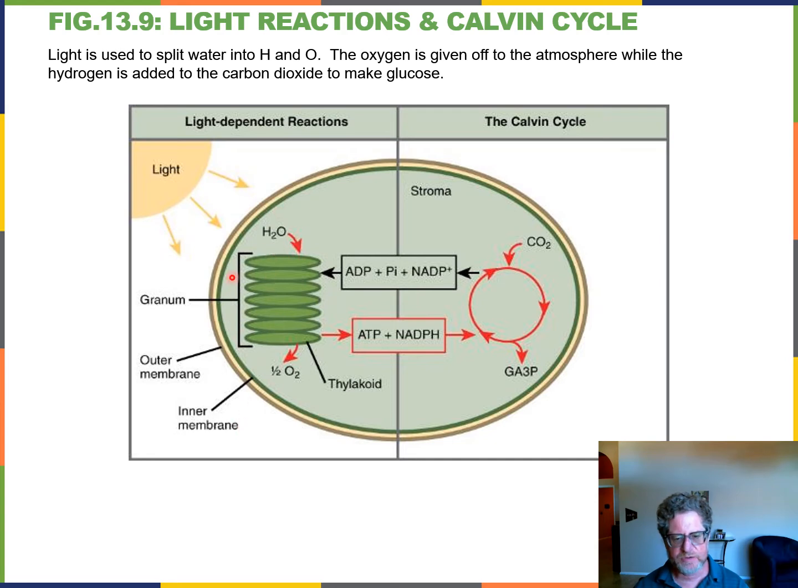And then the hydrogen gets added onto carbon dioxide in what's called the Calvin cycle, and then the carbon dioxide gets turned into glucose. They don't write glucose here. There's actually a molecule called glyceraldehyde 3-phosphate that it gets turned into prior to glucose, but for your purposes, you think of glucose.